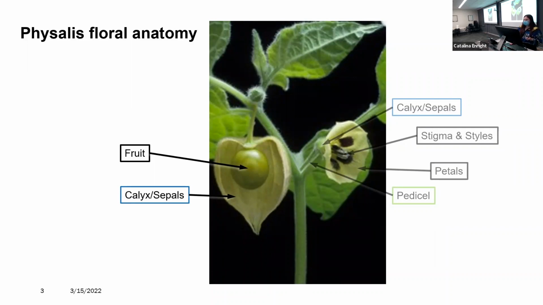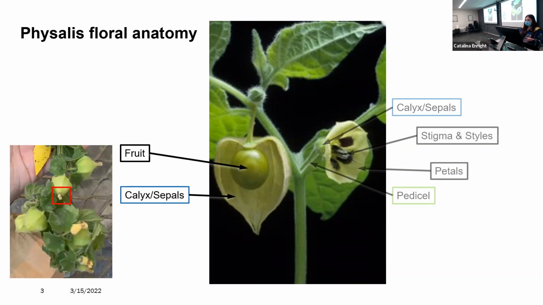Something that's interesting is that a lot of people think it's the flower that is surrounding the fruit, but in fact, it is this calyx. And on this bottom left here, you can see that the petals are actually pushed down towards the end of the calyx. But the part that I'll be talking about most here is the pedicel, and this is where the abscission zone forms and where the fruit detaches from the plant.